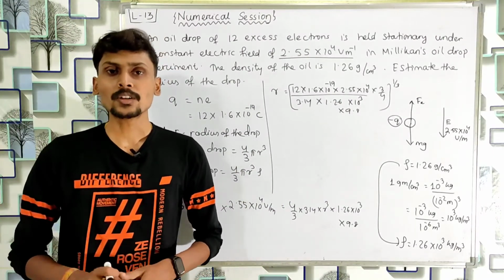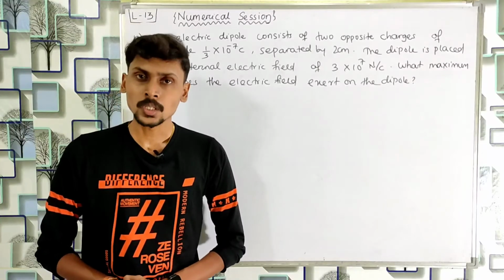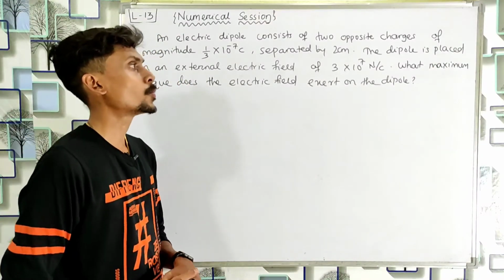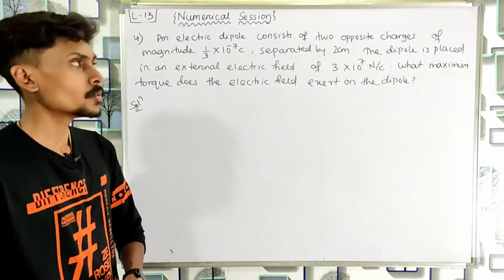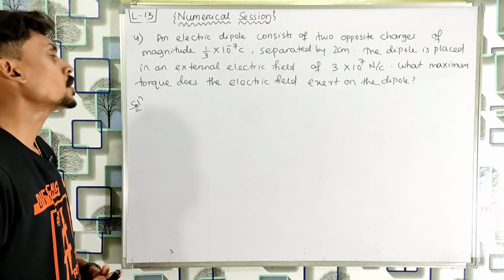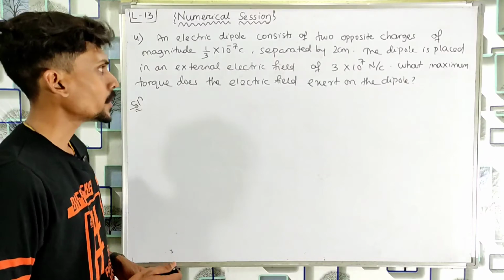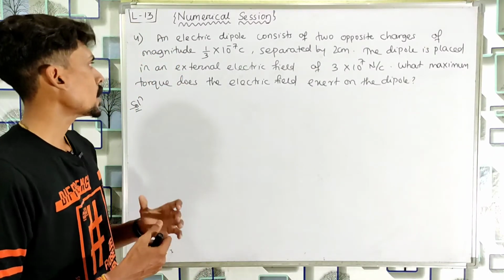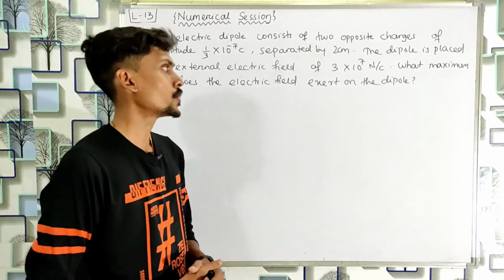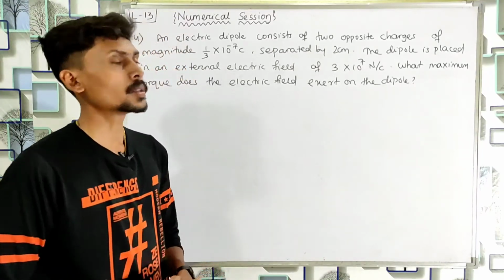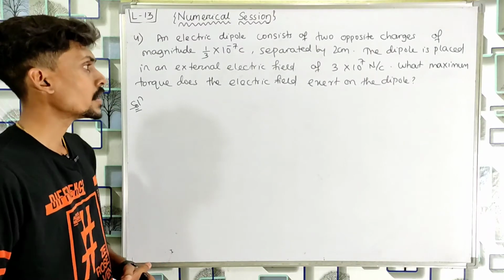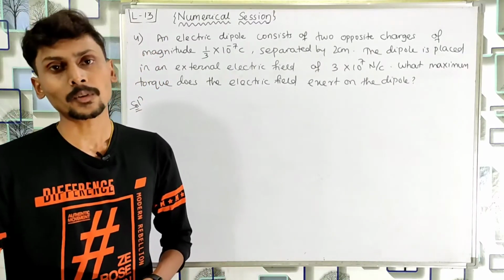And now we'll proceed to the next one. So now look at question number 4. The question is, an electric dipole consists of two opposite charges of magnitude 1.3 into 10 to the power minus 7 coulomb separated by 2 centimeter. The dipole is placed in an external electric field of 3 into 10 to the power 7 Newton per coulomb. What maximum torque does the electric field exert on the dipole?